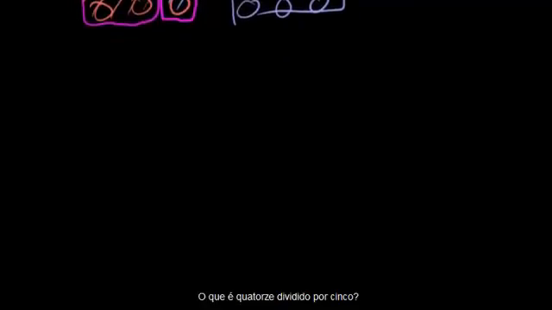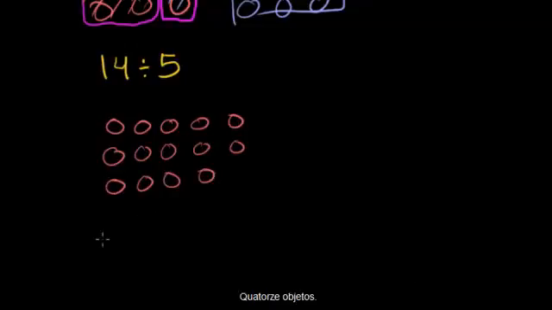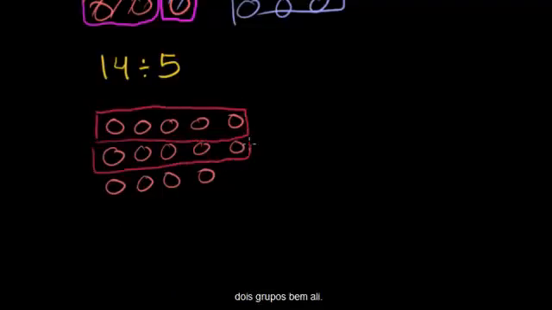Let's see. What is 14 divided by 5? So let's draw 14 objects. 1, 2, 3, 4, 5, 6, 7, 8, 9, 10, 11, 12, 13, 14. 14 objects. And I'm going to divide into groups of 5. So the easiest thing is there's one group right there, 2 groups right there. But then this last one, I only have 4 left.